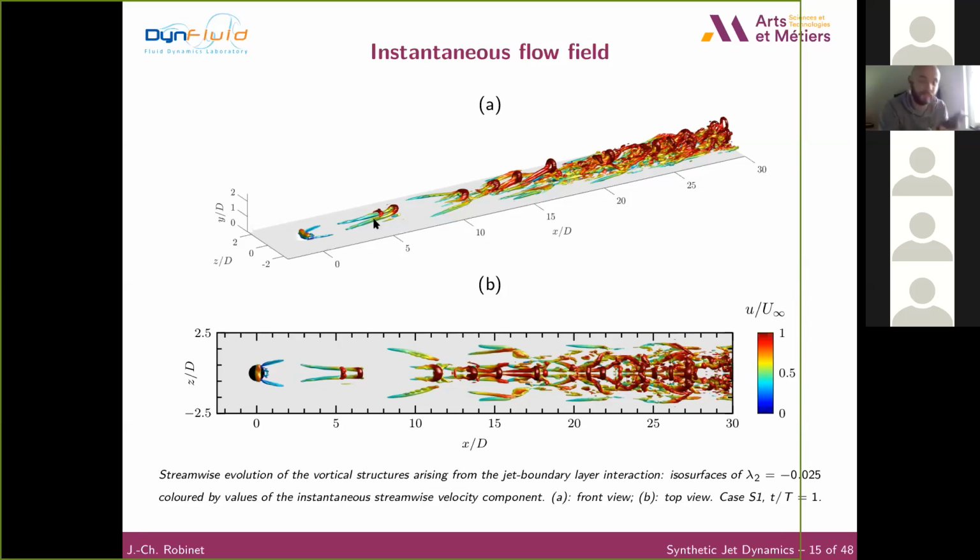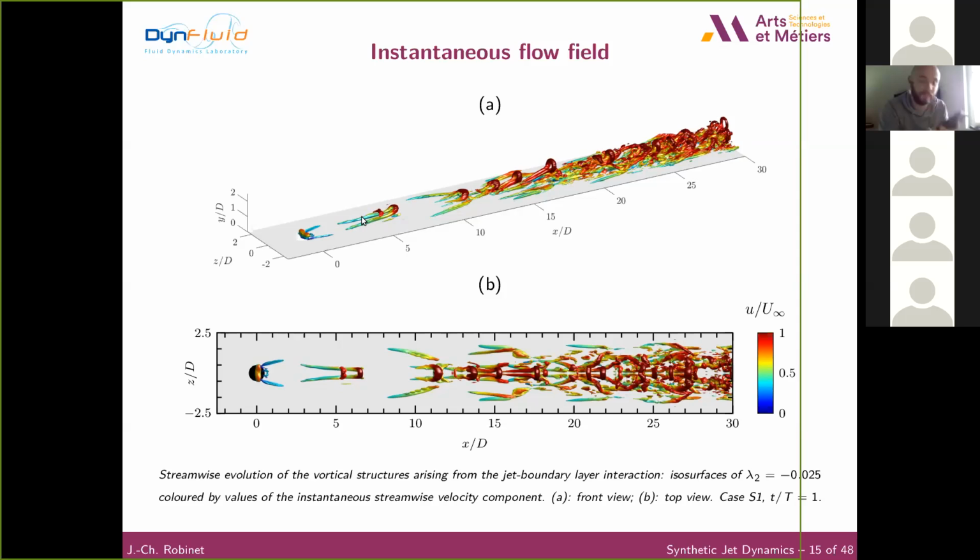Why can you create hairpin evolution in the wake? In fact, to create hairpin vortices, it's necessary to have three ingredients. The first one is a shear flow, which is the boundary layer. The second one is a counter-rotating vortex, which is the blockage of the jet that creates counter-rotating vortices. And the last one is an oscillation, which is generated by the jet because it's a synthetic jet. If you have these three characteristics, shear flow, counter-rotating vortex, and oscillation, you can create hairpin vortices.